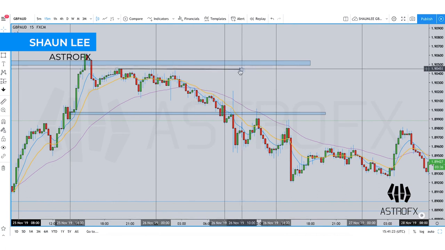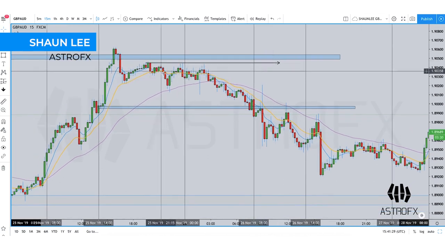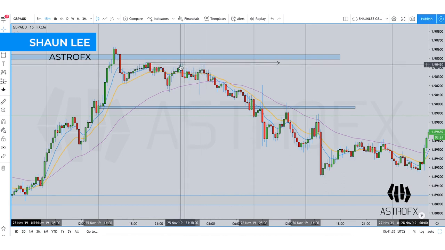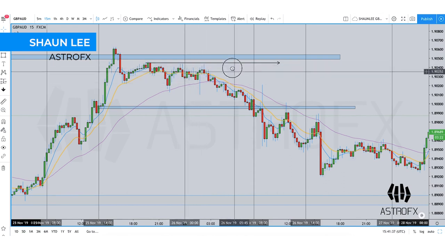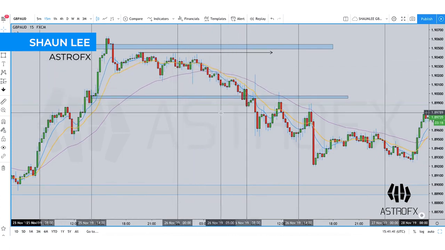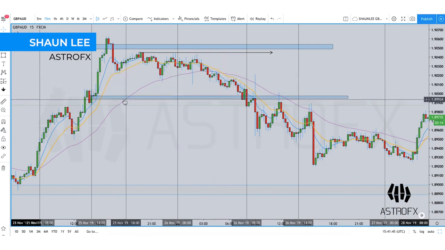Over here, this area, I drew this one across. And from there onward, as you can see, into Asia respected that by staying below it. US respected it towards the end of the session, end of the day, stayed below it. And then price decided it wanted to continue to sink. Asia brought the price down. We found minor support at the previous US low.